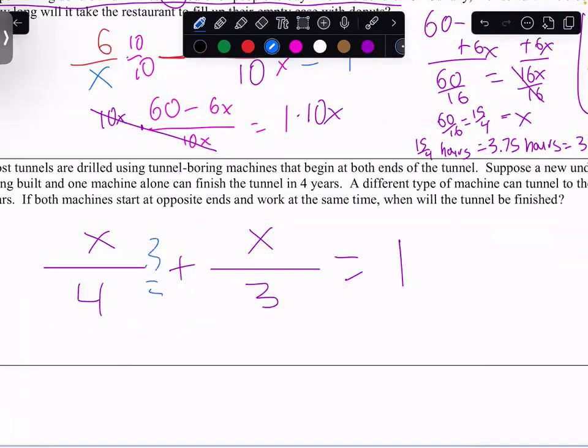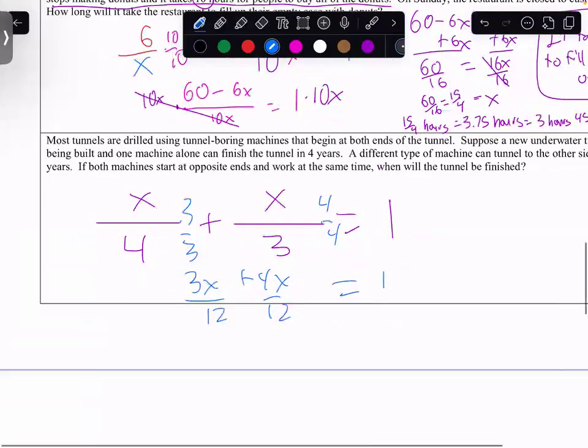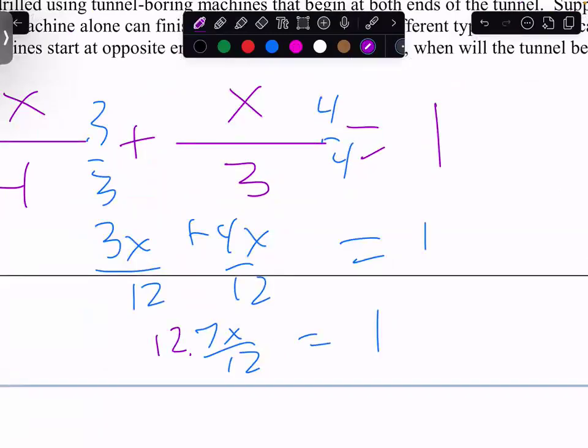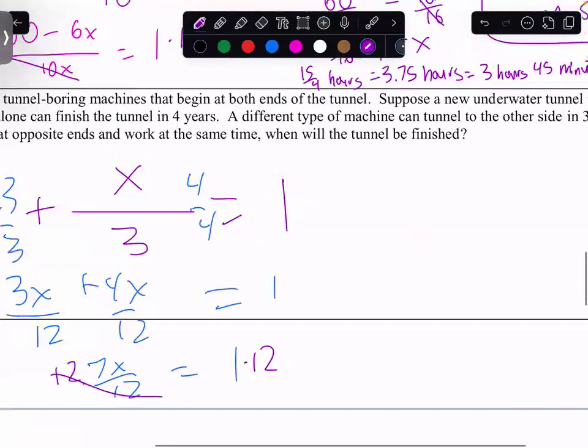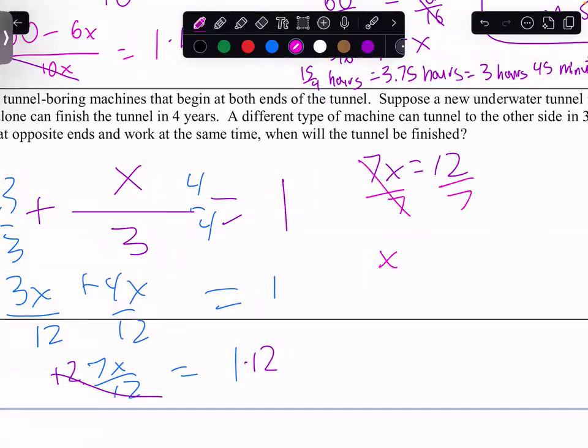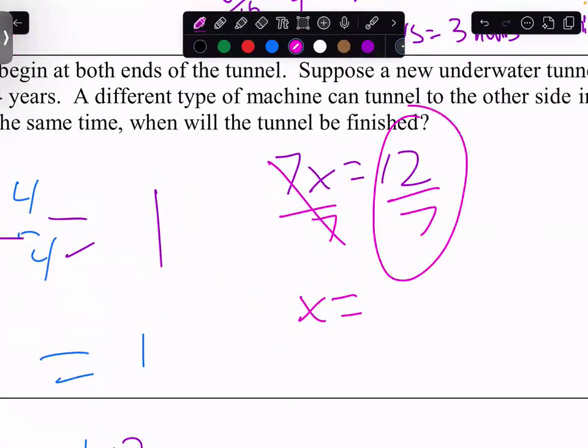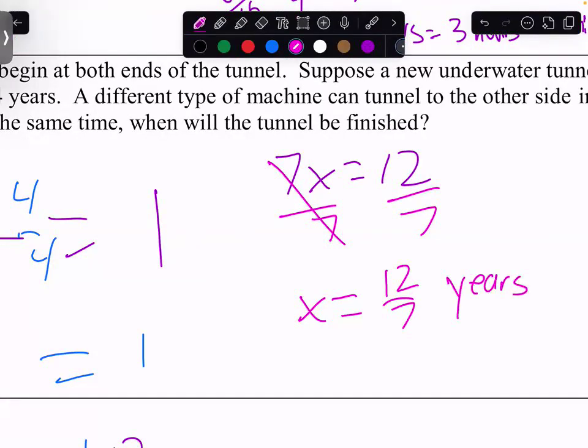So again, I'll get a common denominator first. Combine into a single one. Multiply both sides by the denominator. And then from here, what I'll ask all of you to do is give exact answers unless you're specifically told to round. So 12 over 7 is a perfectly good answer, right?